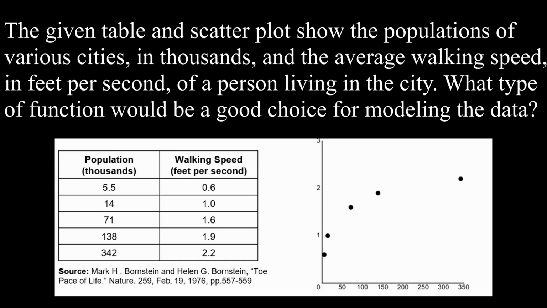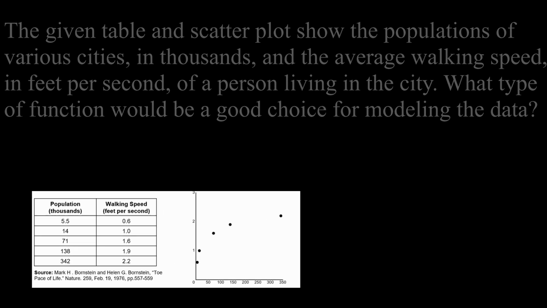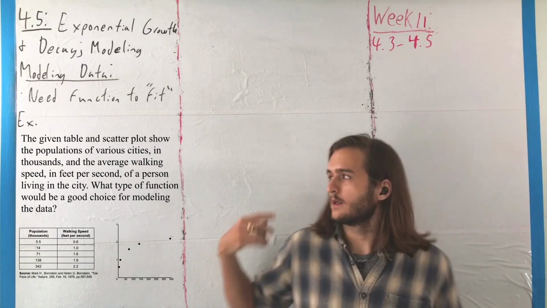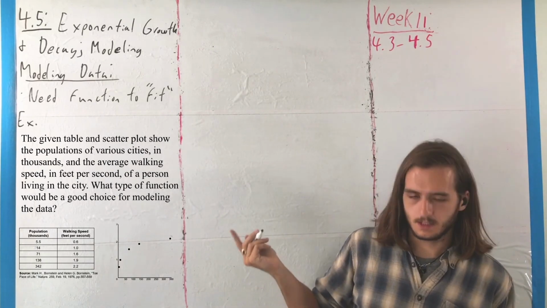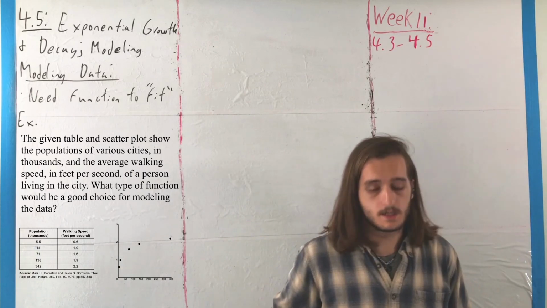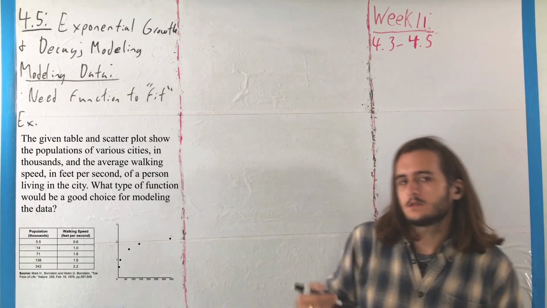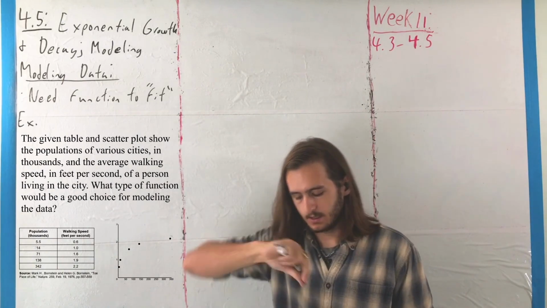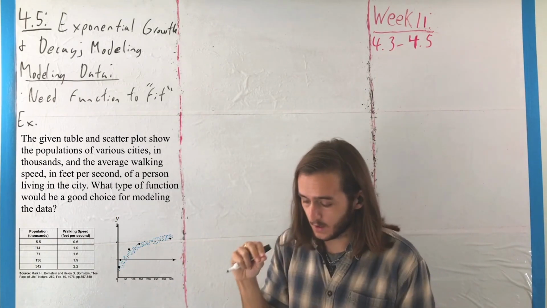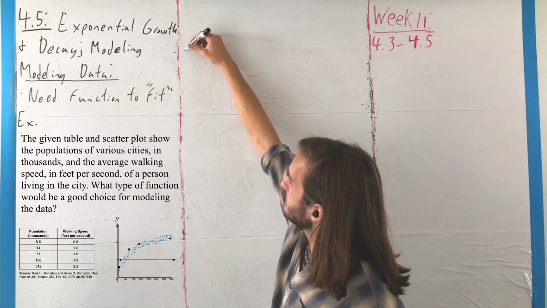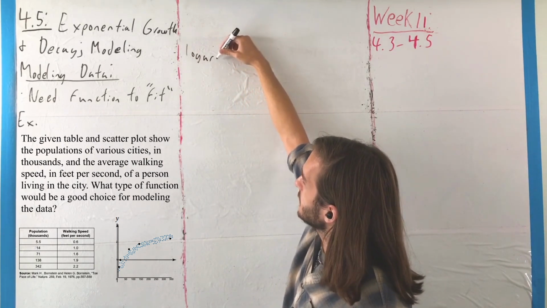So for this we have that the given table and scatter plot show the populations of various cities in thousands and the average walking speed in feet per second of a person living in the city. We've got that data set, we've got our scatter plot, and we want to think for ourselves what kind of function would be a good fit for modeling this data. Essentially what we're doing here is looking at that pattern and trying to see if we have a pattern that could map nicely onto it. In this case, again, it's not perfect, but it does seem like it's got that little upward trending and then sloping off curve that seems like a good fit for a logarithmic model.